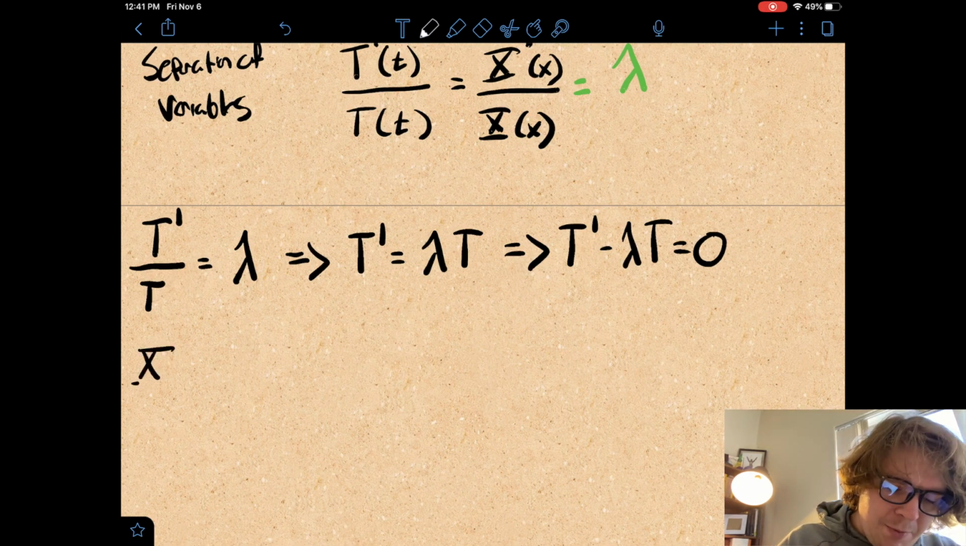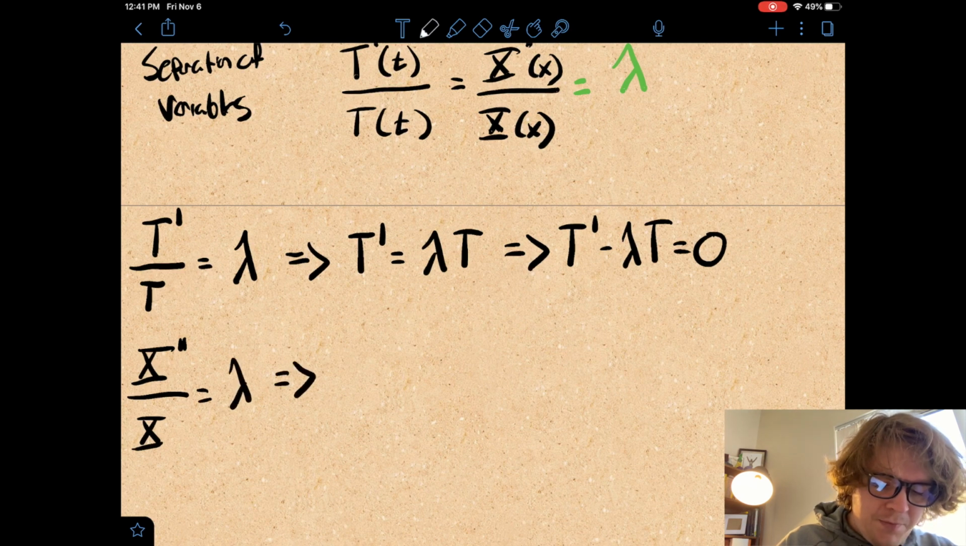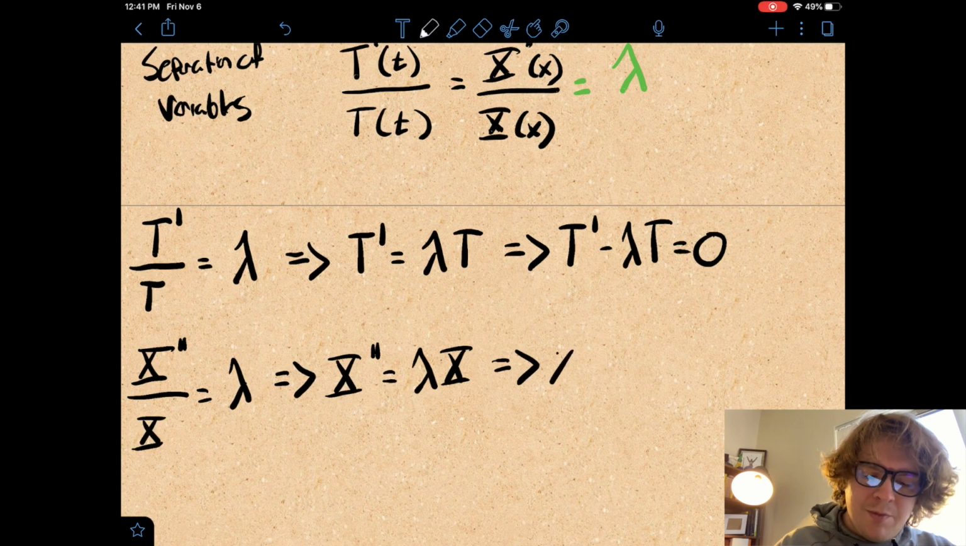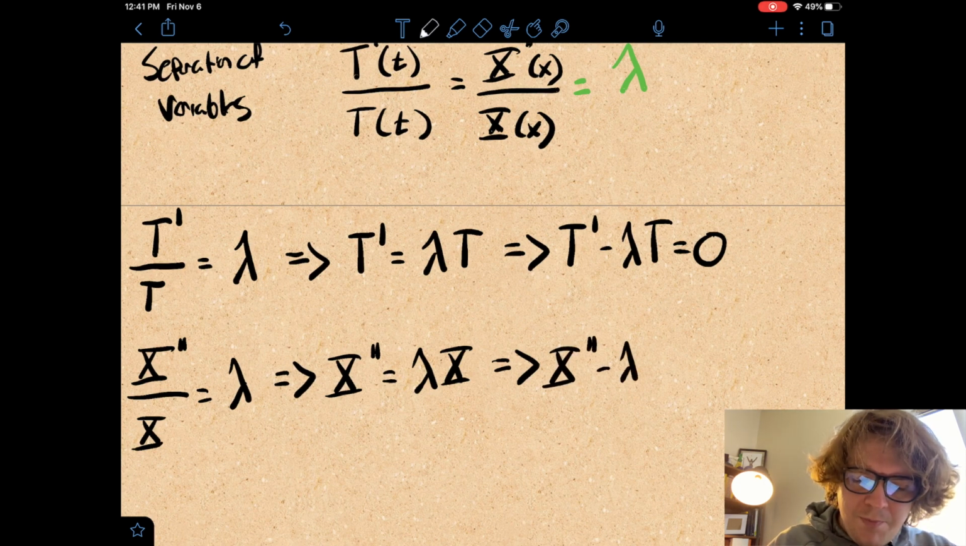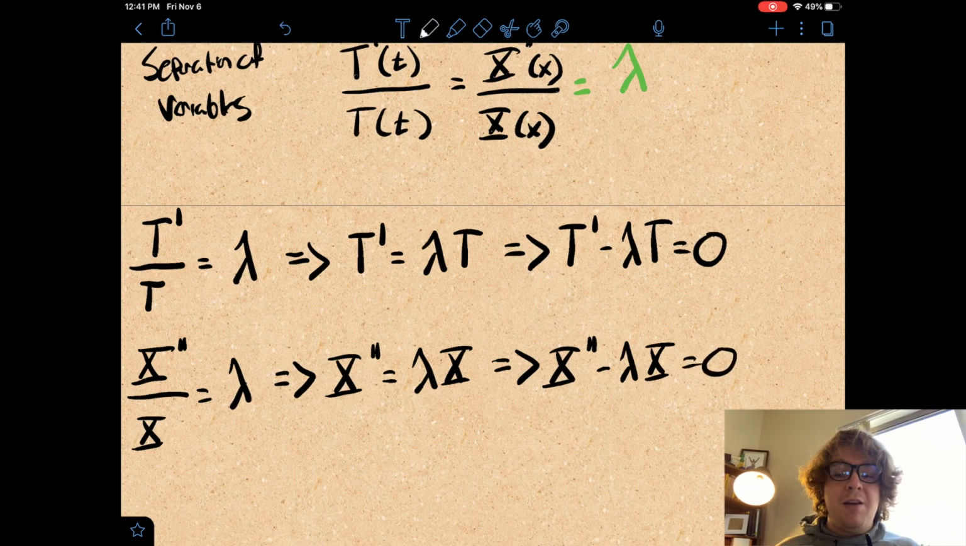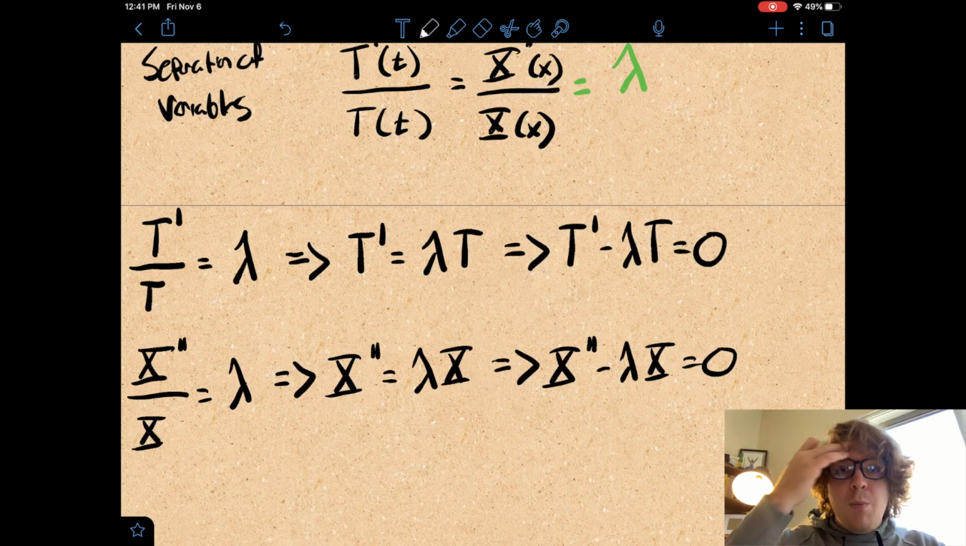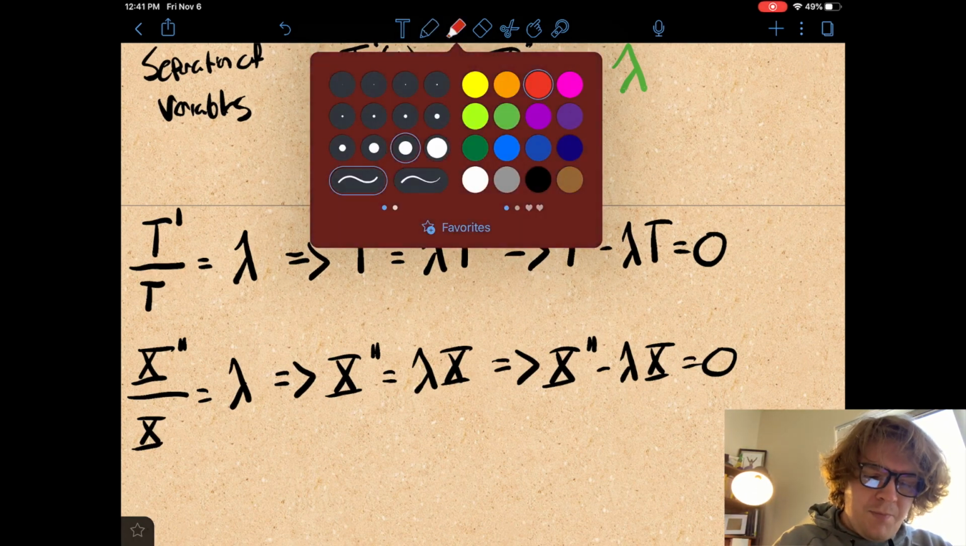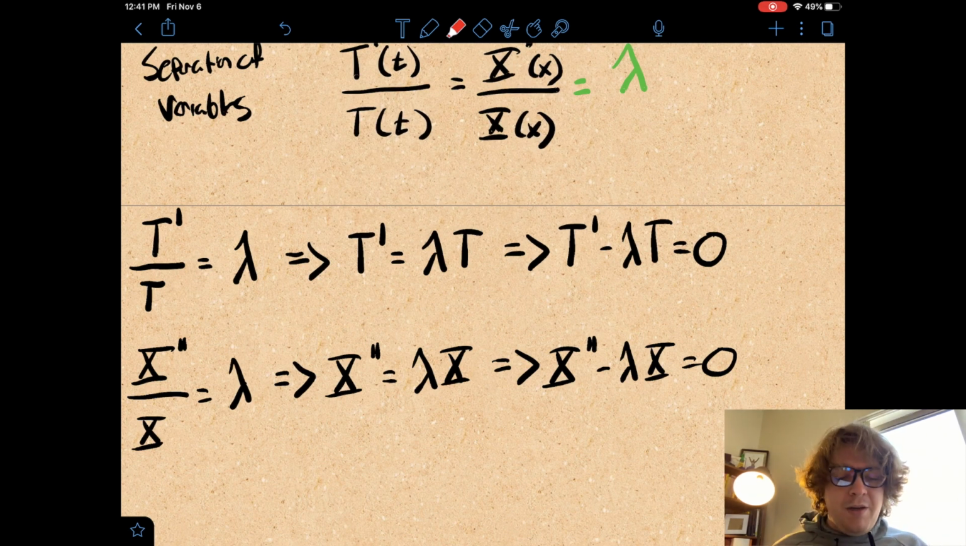And if we look at the second equation that we get, we have X double prime over X equals lambda. Go ahead and multiply both sides by X, and you have X double prime equals lambda X. If you subtract lambda X from both sides, you have X double prime minus lambda X equals 0. Again, now you have a second order linear homogeneous differential equation with constant coefficients. Both of these we know how to solve. And the interesting thing about both of these is now we have two ordinary differential equations. So we've taken a partial differential equation, made one assumption, and turned that one partial differential equation into two ordinary differential equations, two equations that we do know how to solve.